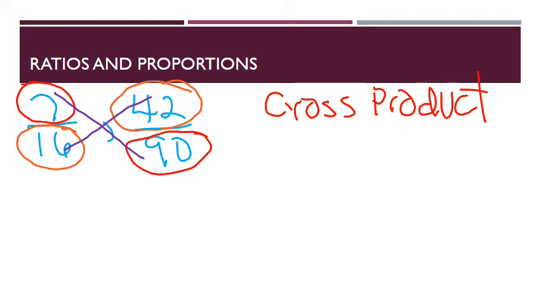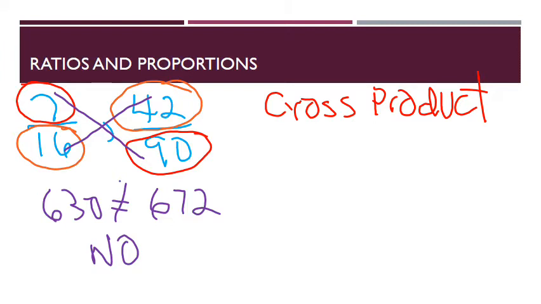All right, I'm going to start by multiplying 7 times 90, and that's going to equal 630. And now I'm going to multiply 16 times 42, and thank goodness I got my trusty calculator. Well, that equals 672. Well, of course, 630 does not equal 672, and so no, these are not equivalent ratios.